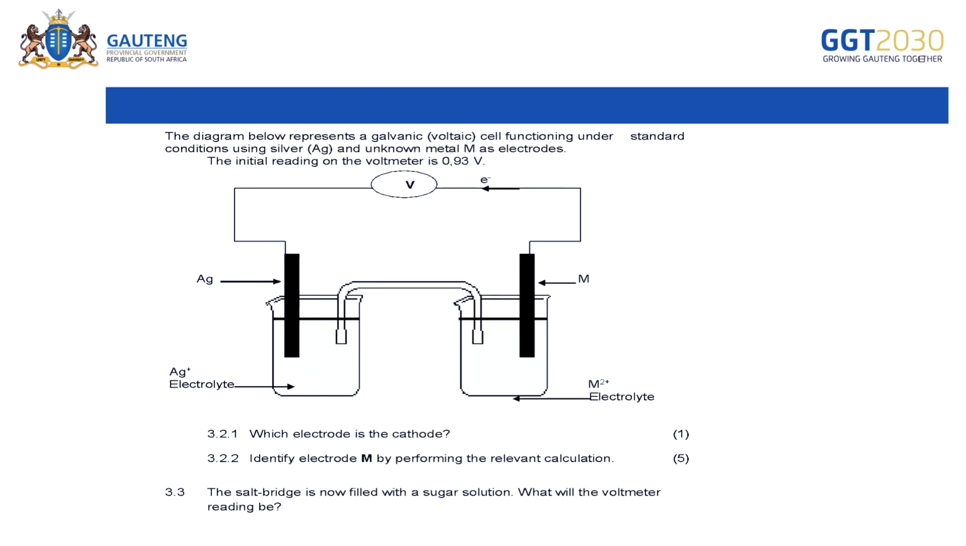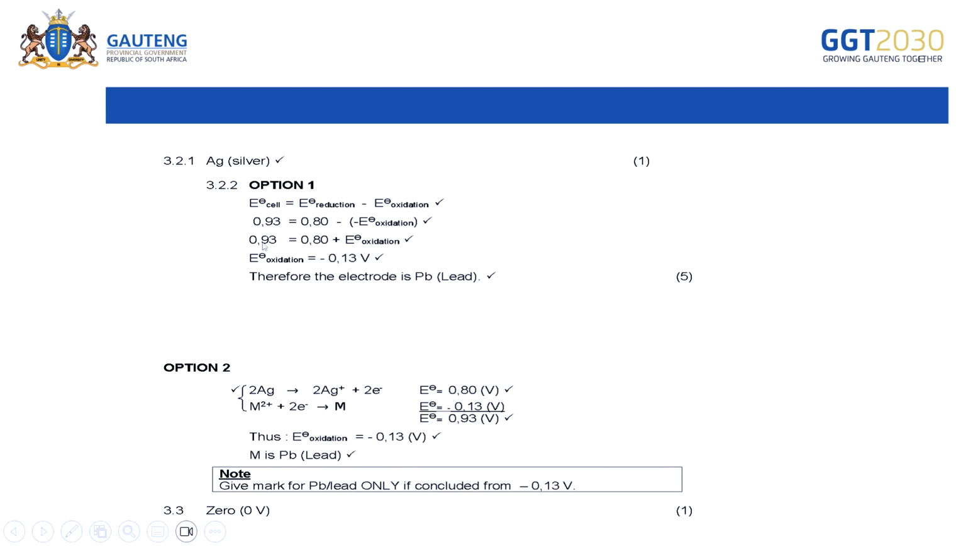Next question, 3.2.2. Identify electrode M by performing relevant calculation. So here, grade 12, we make use of what is called the standard reduction potential table. So we need to find M. So what do you do? You go to your formula. E theta cell is equal to reduction minus oxidation. So we are going to take the energy that we get from the EMF. We were told that the voltmeter was registering 0.93. So that is the E theta cell.